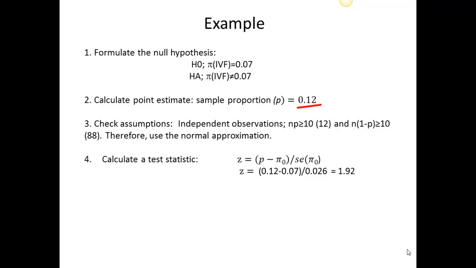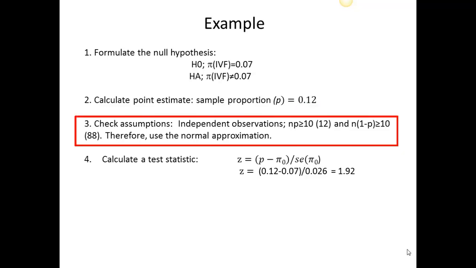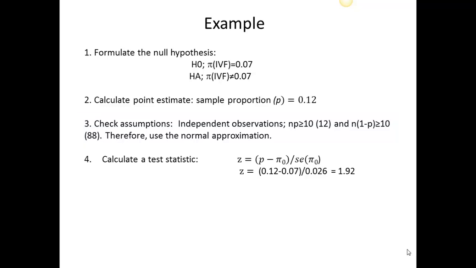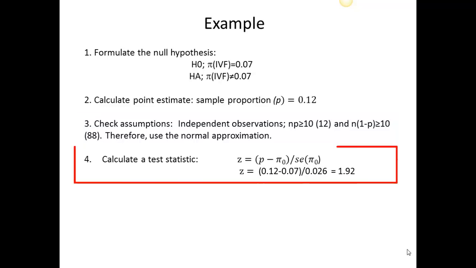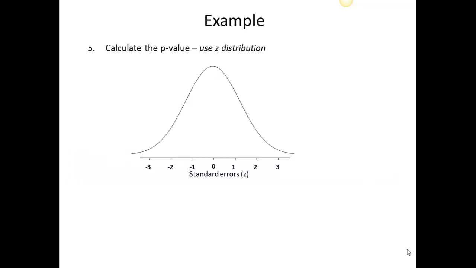We can also then check the assumptions that we need in order to use the normal approximation, and they all seem met. Therefore, we'll go ahead and do our test using the Z distribution. We then calculate our test statistic using the equation we showed before, and we get a test statistic, or a Z statistic, equal to 1.92. Next, we calculate a p-value, and it's exactly the same as for a sample mean.